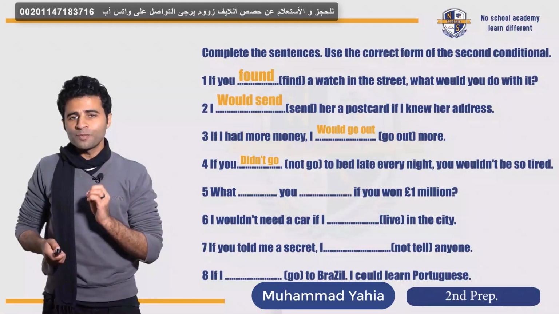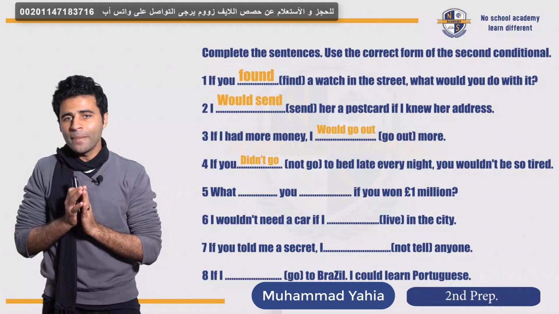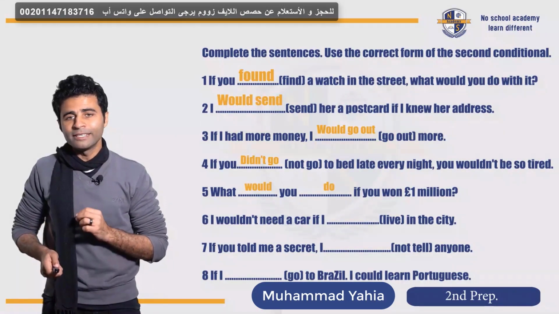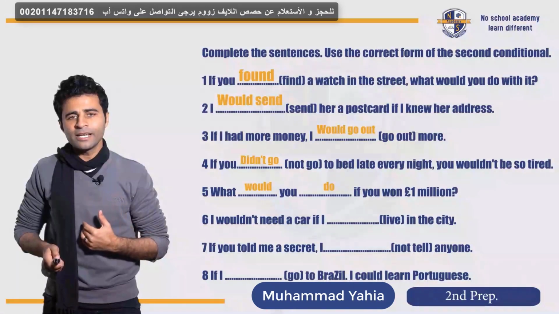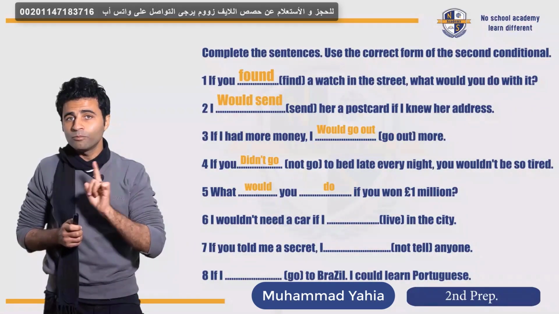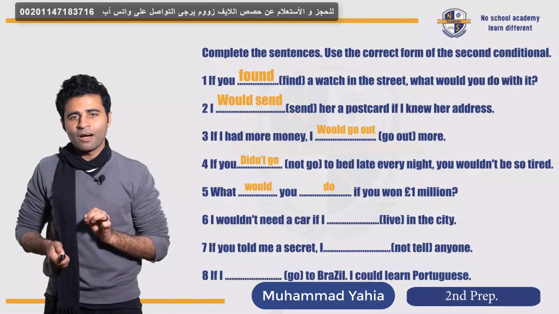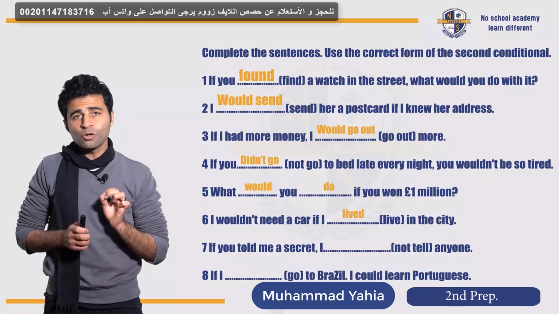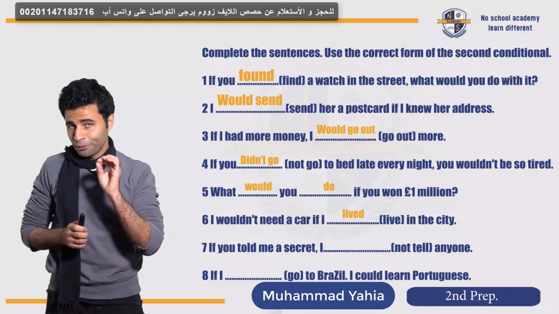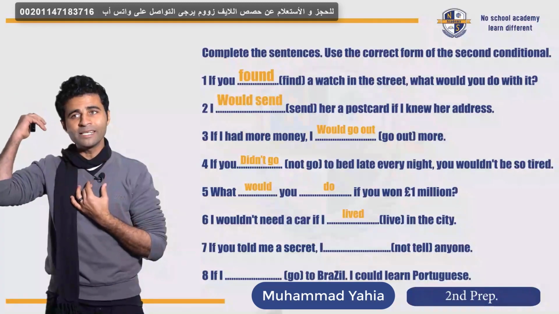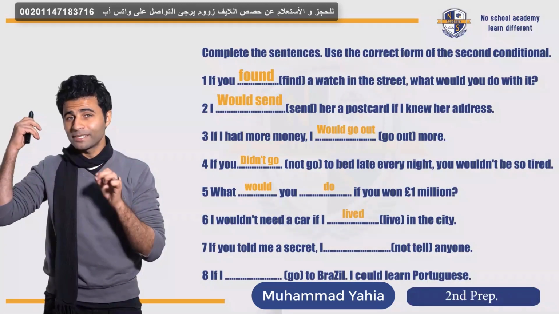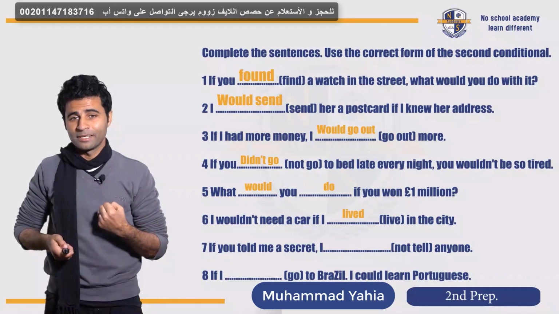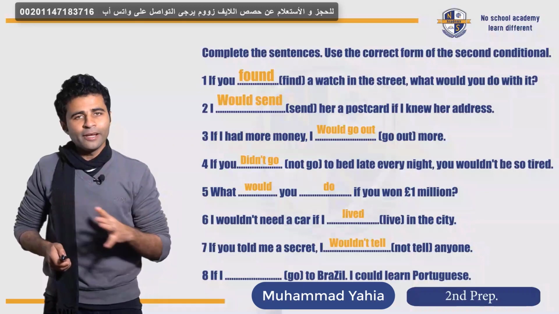Number five, what would you do if you won $1 million? Exactly. What would you do if you won $1 million? Let's continue. I wouldn't need a car. I wouldn't need a car if I lived in the city. Number seven, if you told me a secret. If you told me a secret, do you think I would tell it to everyone or I keep it a secret? Of course, I wouldn't tell it to anyone.